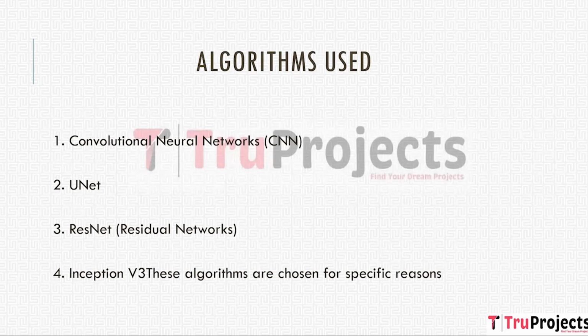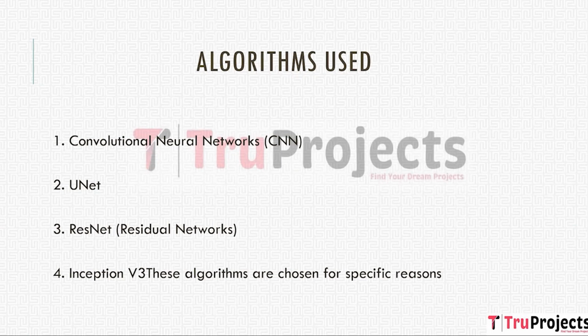Third model is ResNet, which is residual network. ResNet is a deep learning neural network architecture known for its ability to mitigate the vanishing gradient problem in very deep networks. It is widely used for both classification and segmentation tasks due to its impressive performance. In this project, ResNet is employed for image segmentation to accurately identify COVID-19 affected areas.